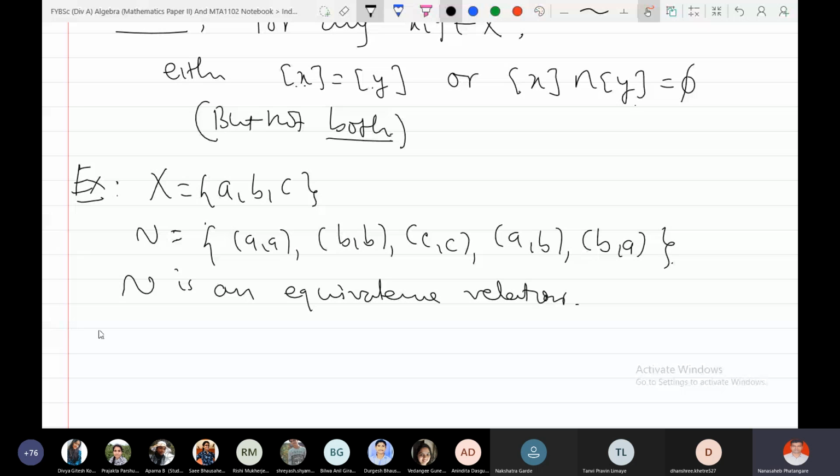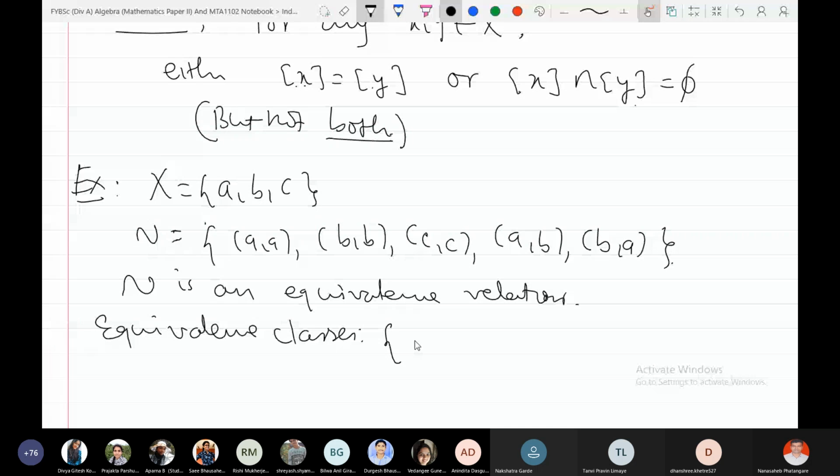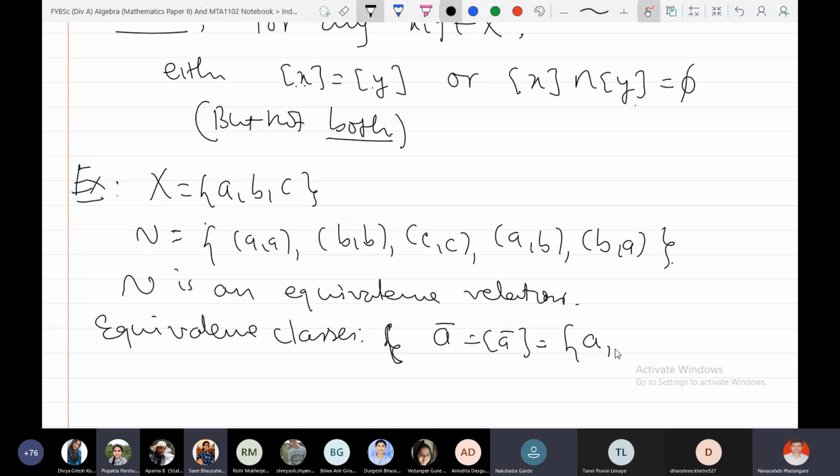Now what are the equivalence classes? Okay, what is the class of A? A is a member of the class of A. By our previous discussion, A is related to A, no doubt. Right? Is B a member of the class? B is related to B. Is C a member of the class of A?